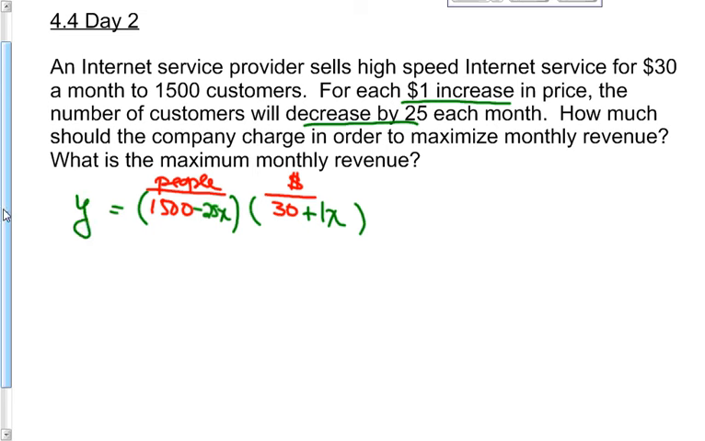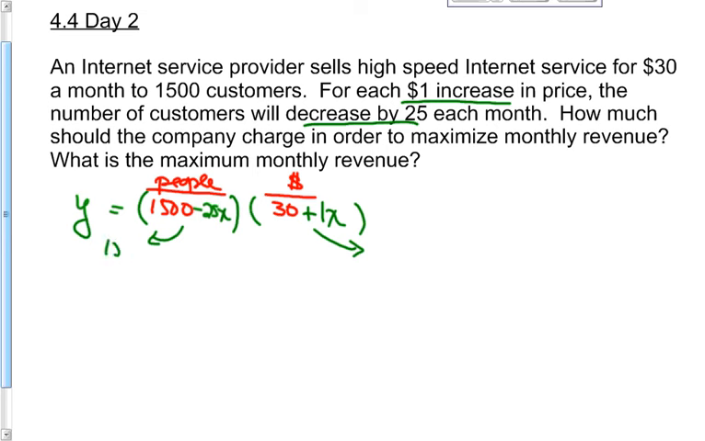How much should the company charge in order to maximize monthly revenue? What is the maximum monthly revenue? All right, so for this one, you have your equation set up in intercept form. Why don't we use that intercept form to help us? We don't necessarily have to multiply this back together into standard form. You should be able to pull each one of these out and get your P and Q values.